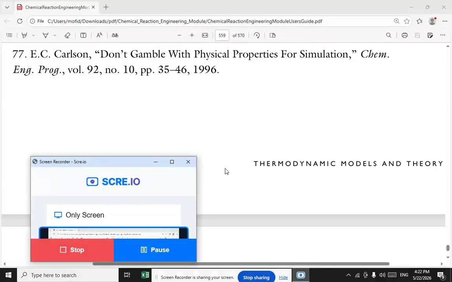Also, I hope that you enjoyed this literature which was related to chemical reaction. Finally, I recommend you to read the 77th reference, which was written by Carlson, Don't Gamble with Physical Properties for Simulation and Reality.